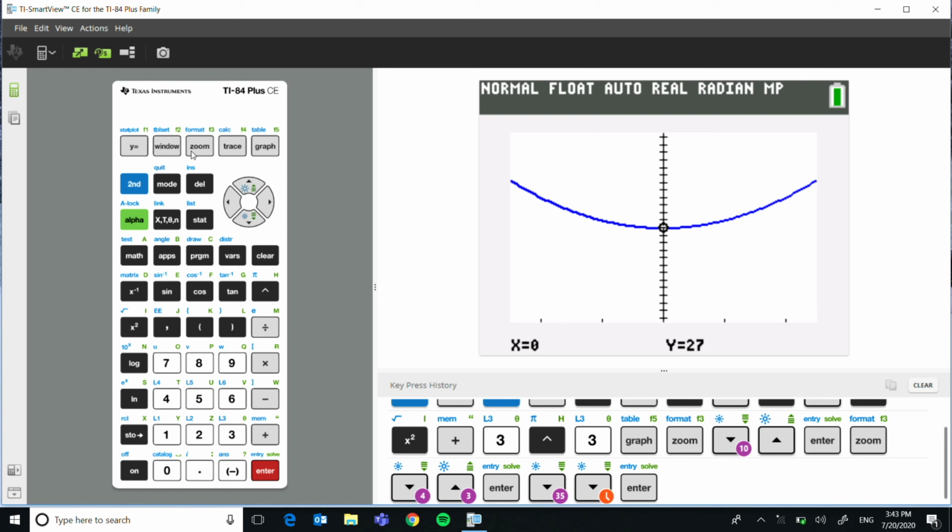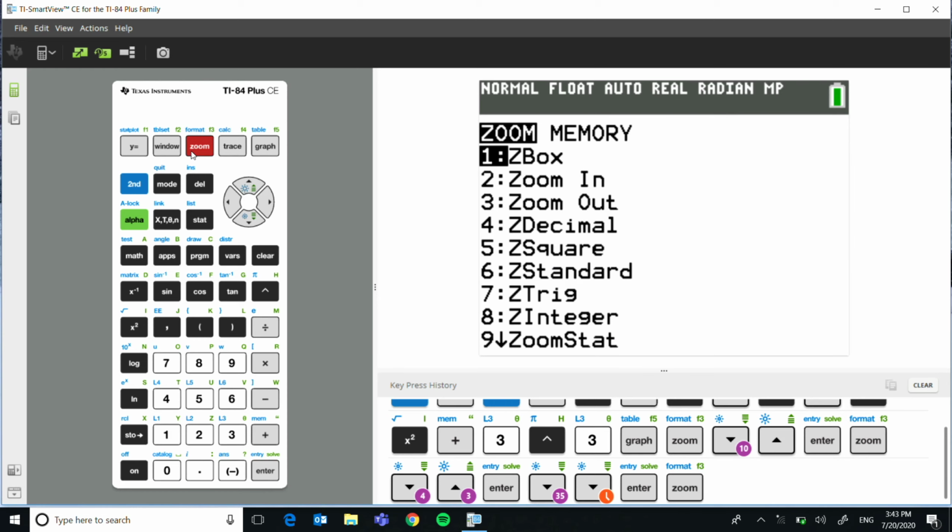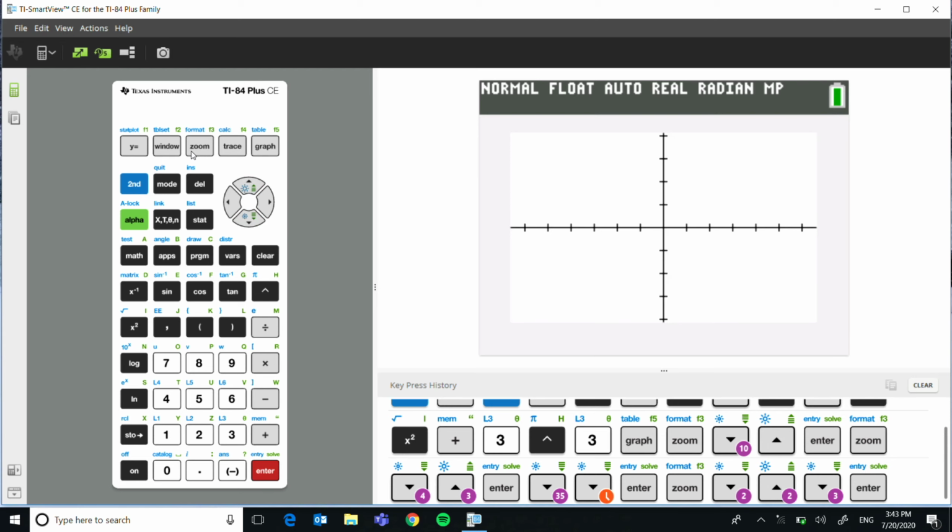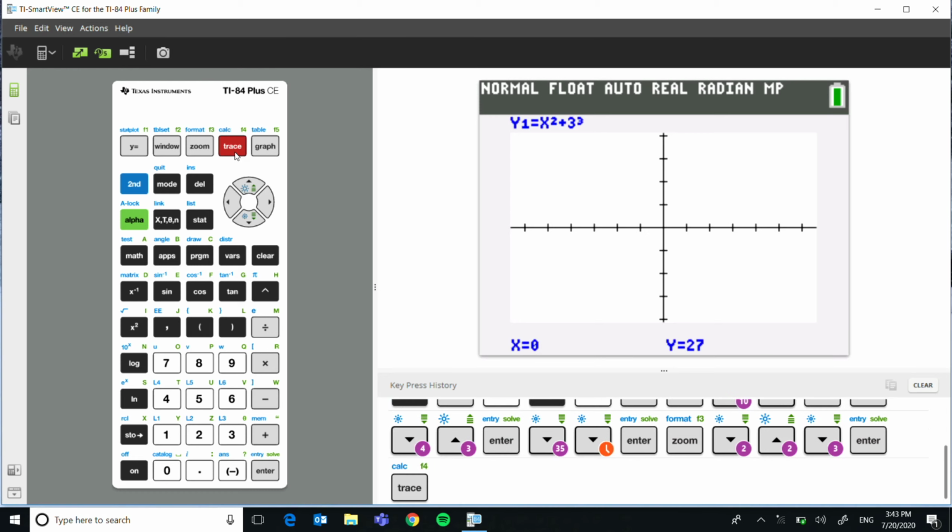Okay. It's the very same thing with zoom out, but it's zooming out instead of zooming in. All right. The decimal, it just gets us a really small version of the screen. So instead of our units being like ones or twos, it goes over by decimals, right?